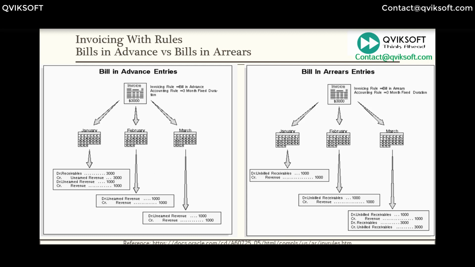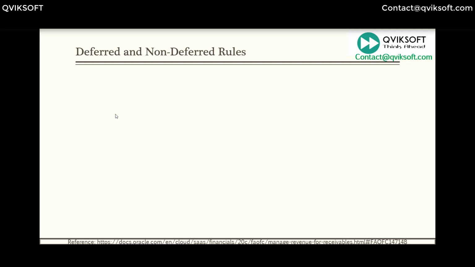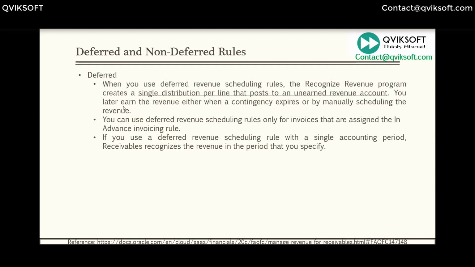You can also have deferred and non-deferred revenue rules. So what is deferred? When you use a deferred revenue scheduling rule, the system will put all the unearned revenue into a single distribution per line. For each invoice line, you can have a rule. Let's say I have only one line, then the unearned revenue will be booked into a single distribution line. That's the main thing which is part of deferred.